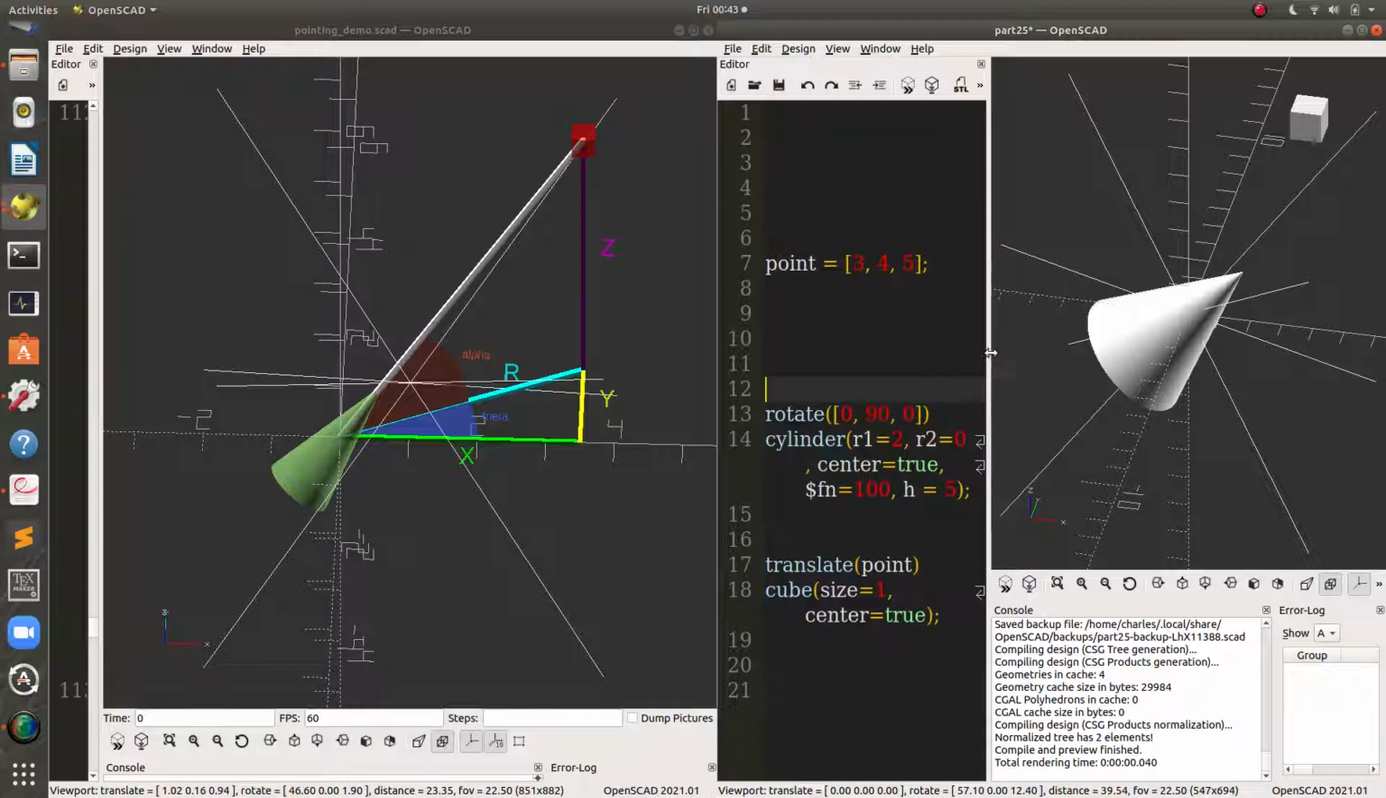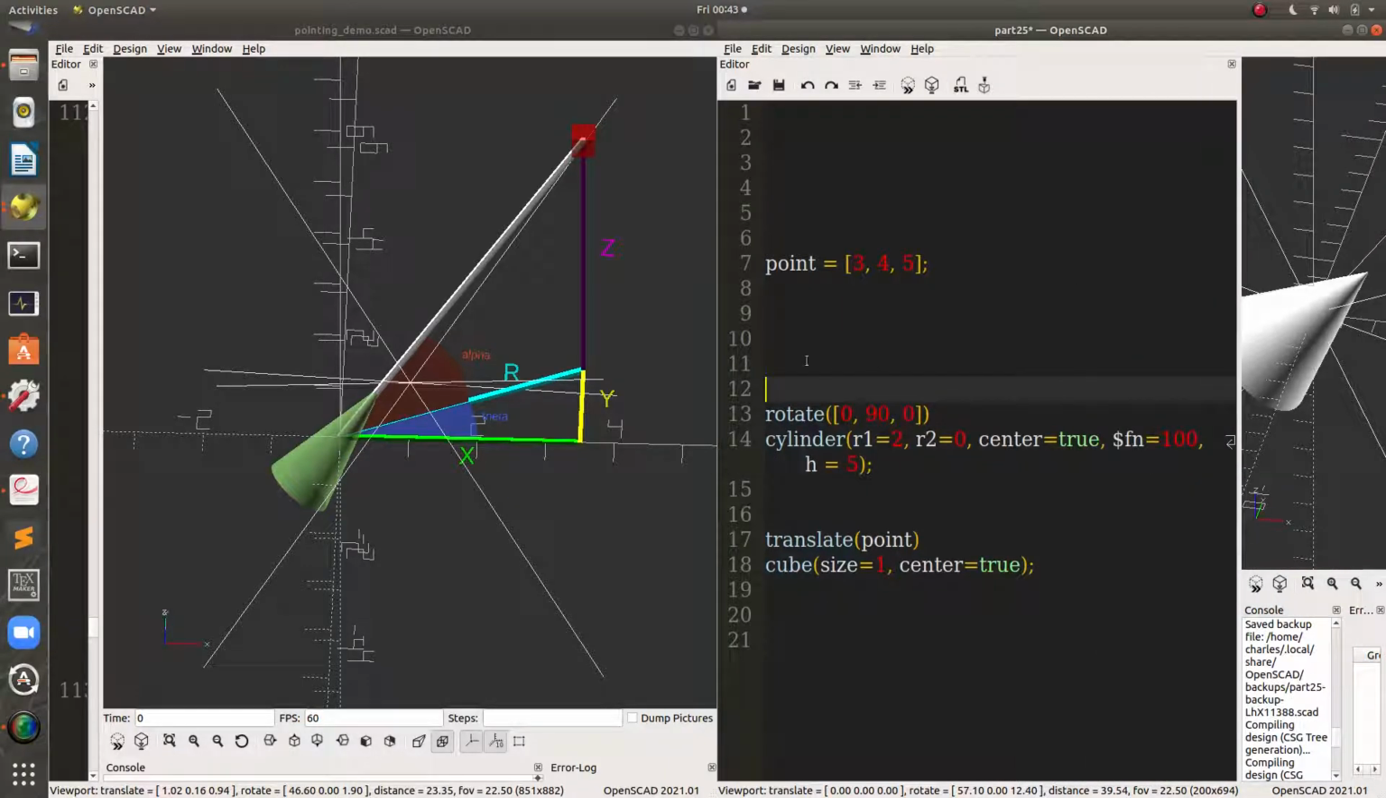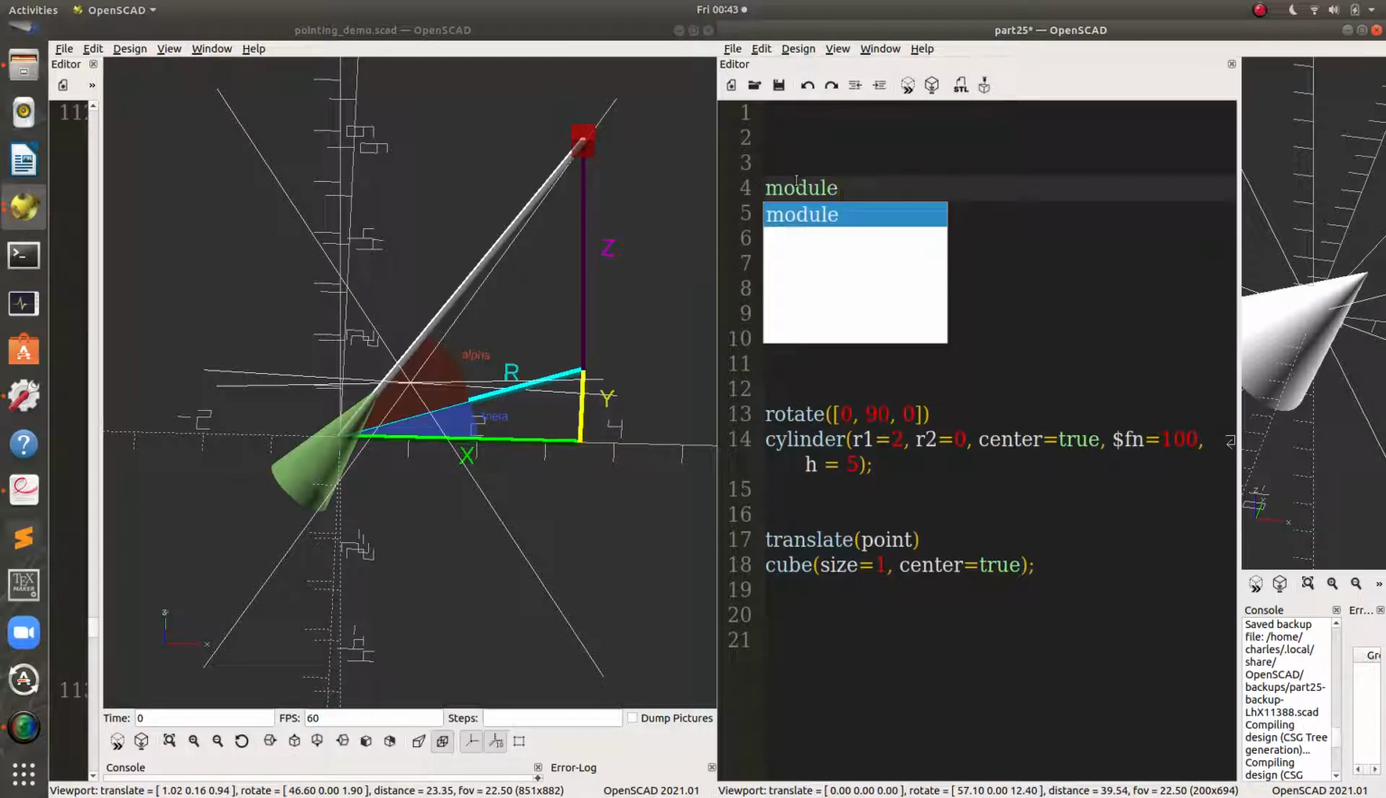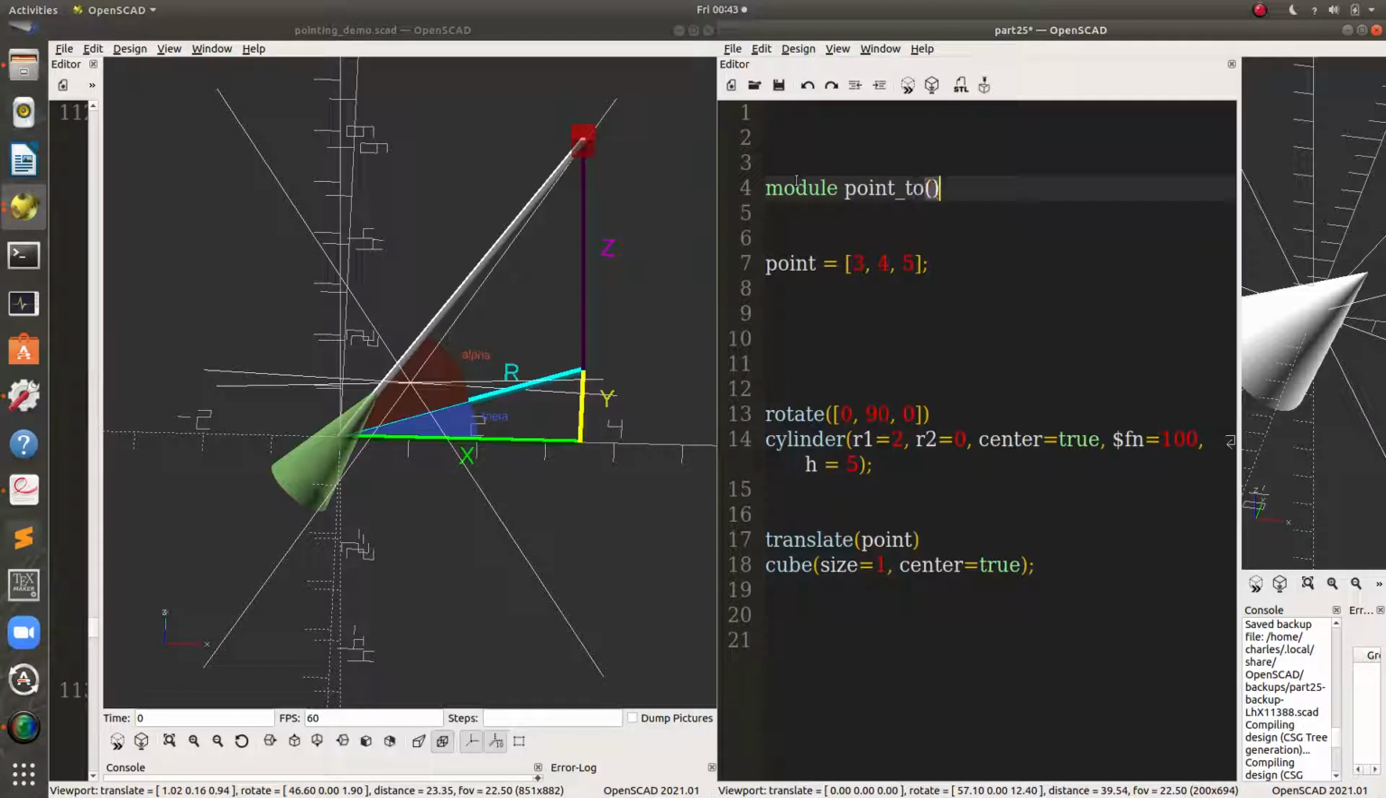So let me just get rid of this. I'm going to change this into a module. Point to location.